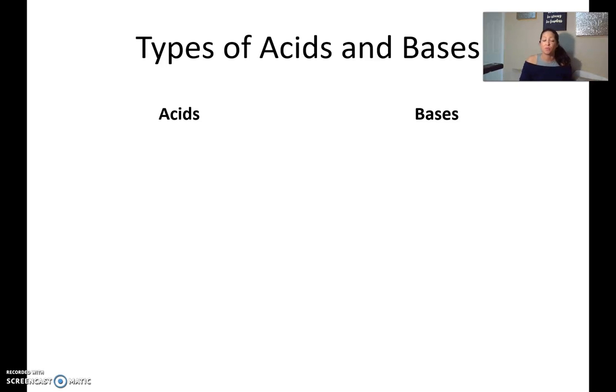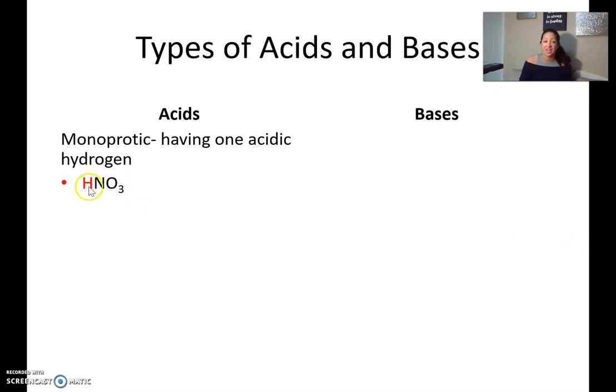Acids that only have one hydrogen are called monoprotic acids, meaning they have only one hydrogen. So here are some examples. Nitric acid only has one hydrogen. Hydrochloric acid has only one hydrogen. And acetic acid only has one hydrogen. So even though some of these are polyatomic and some of them are binary, they all have only one hydrogen.